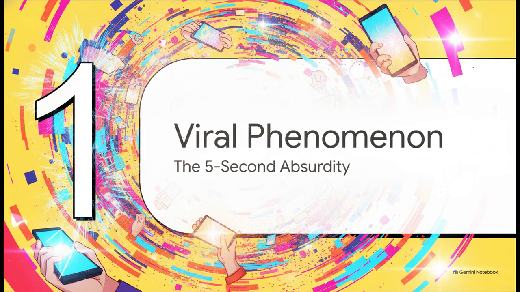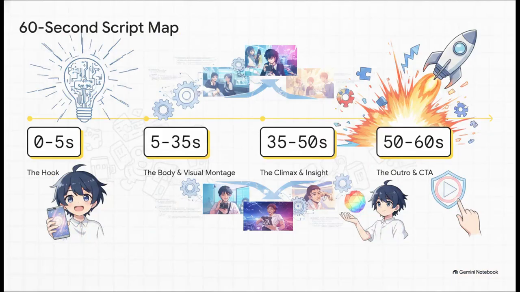Section 1. The viral animal phenomenon, the absurdity of 5 seconds. Check out this exact 60-second roadmap. Notice how incredibly tight this timeline is. The creator literally has 0 seconds to waste. The first 5 seconds are purely dedicated to hooking you. Then the body, running from 5 to 35 seconds, delivers the core visual montage. The climax breaks down the punchline from 35 to 50 seconds, and finally, a super swift 10-second outro seals the deal. It is just a perfectly engineered minute of content.